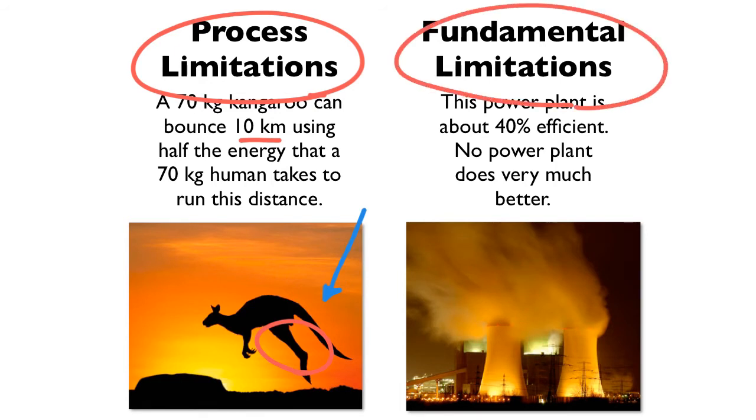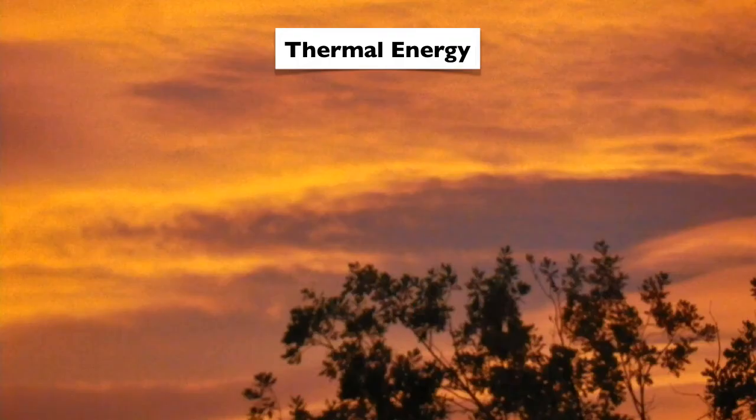So this power plant right here is about 40% efficient. And here's the thing, no power plant in the world does very much better than this. And that is a fundamental limitation of how the world works. I mean, you just can't do better. People would do better if they could, because if you could take your 40% efficient plant and make it 50% efficient, for every joule of energy input from fuel of some kind, you would get more output. So people would do it if they could, but they can't. And it all has to do with this idea of thermal energy.